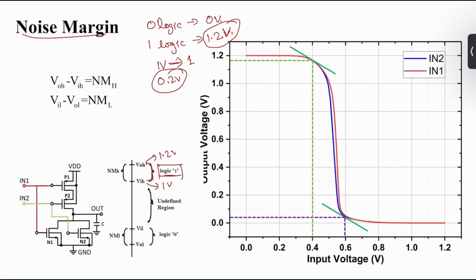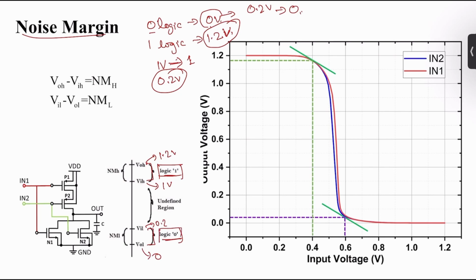And if we are getting logic 0 at 0 volt, and we are getting something like 0.2 volt, at that time it still gives logic 0. So this is like VIL equal to 0.2 and VOL as 0. At that time we are getting logic 0. So this is noise margin.